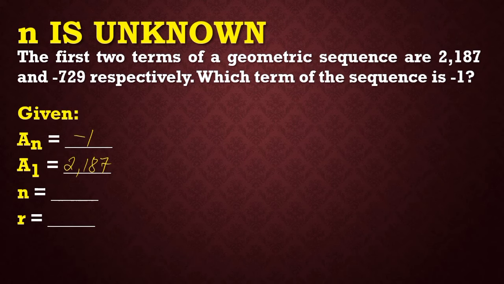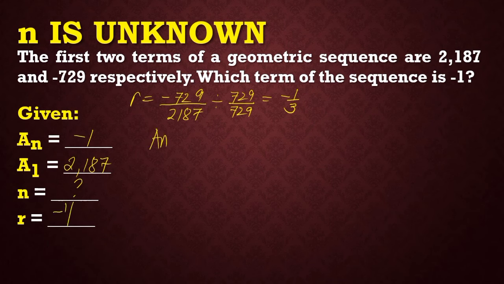Now, n is what? Unknown. And then, r, so para makuha natin yung r, yung negative 729, i-over natin sa 2,187. So, yung common factor nito, yung greatest common factor nilang dalawa ay 729. So, our common ratio is negative 1/3. Now, applying the formula, a sub n, sulat lang natin negative 1/3.